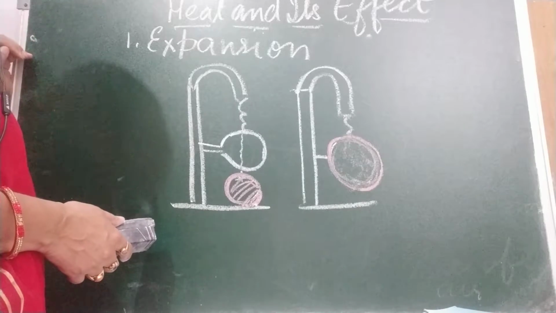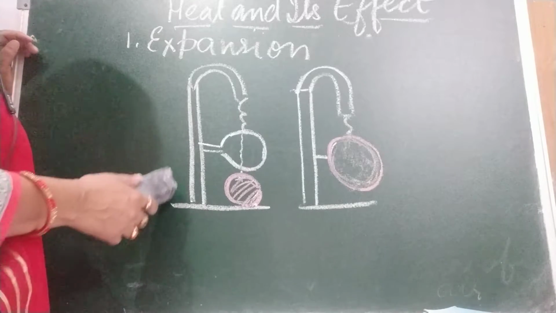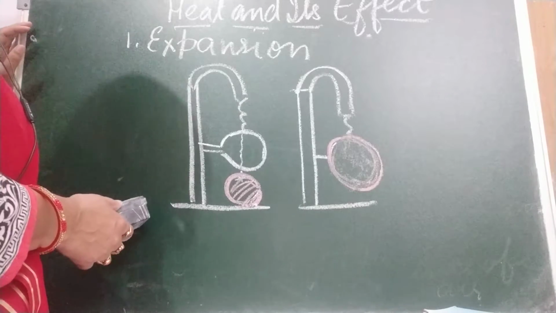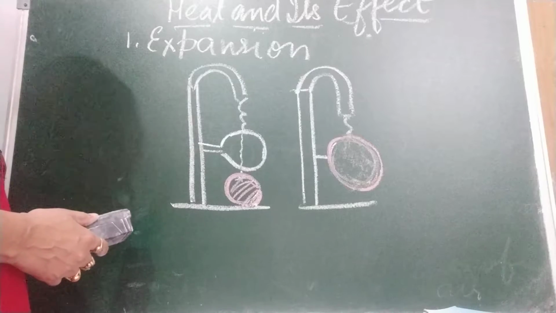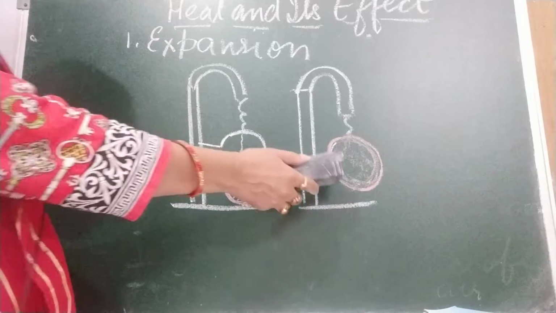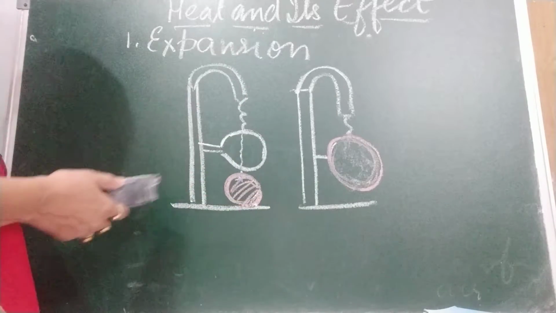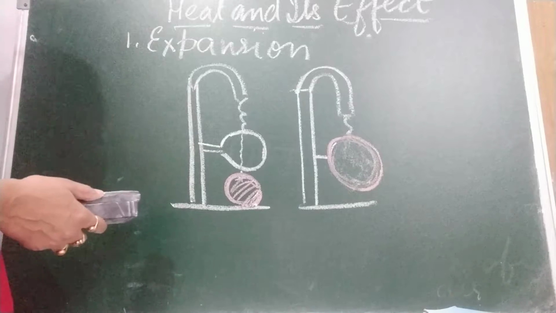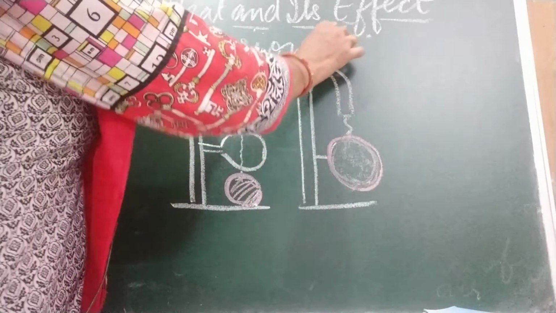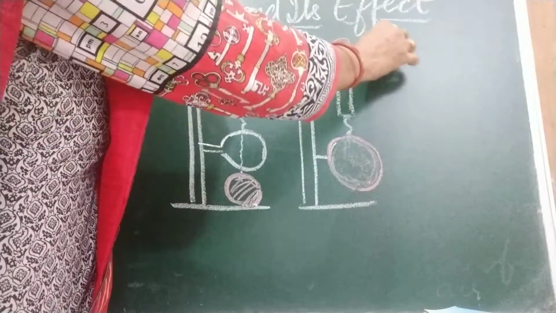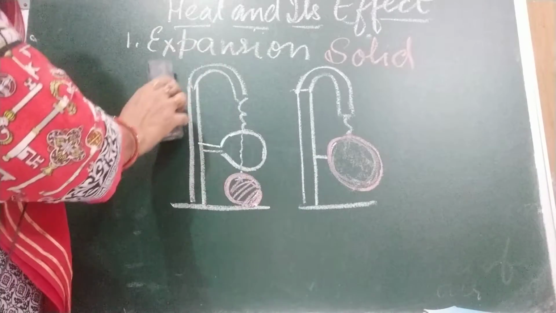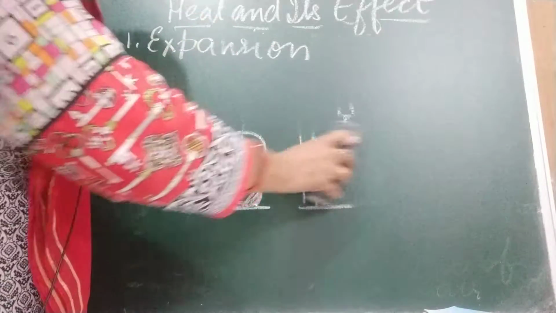Expansion. When we heat a substance, the movement of its molecules increases. This increases the average distance between the molecules. The space occupied by the molecules is the volume of the substance. Its volume increases. We say that heat causes expansion. So expansion takes place in solid, liquid and gaseous form. I have told you about solids. Now I am going to tell you about liquids. Expansion in liquids.